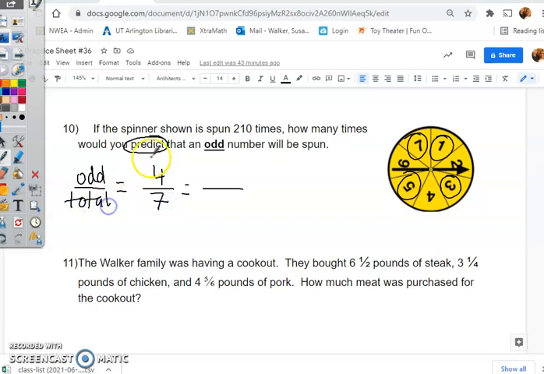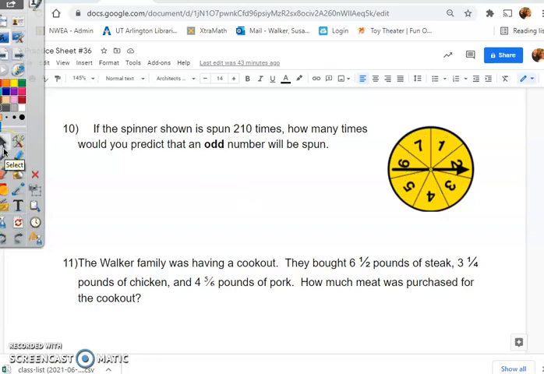Okay, so right here, this is our spinner. This is basically telling us that if I spin 7 times, 4 of the times would be odd, theoretically, in theory, okay? Now the other number I know is 210, and I know you know where that goes, right? So go and put an X and solve, and put your 210 and solve.